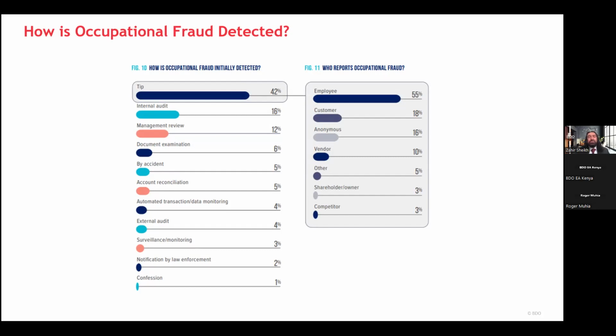And then, of course, you can also spot fraud from management reviews, from document examinations, from account reconciliations, from transaction monitoring and data monitoring. And I think more and more now, through continuous auditing, especially now with AI, with machine learning, you're finding that more and more organizations are including continuous auditing within their processes, and are actually detecting trends for fraud much earlier than they would if they had not been doing that.